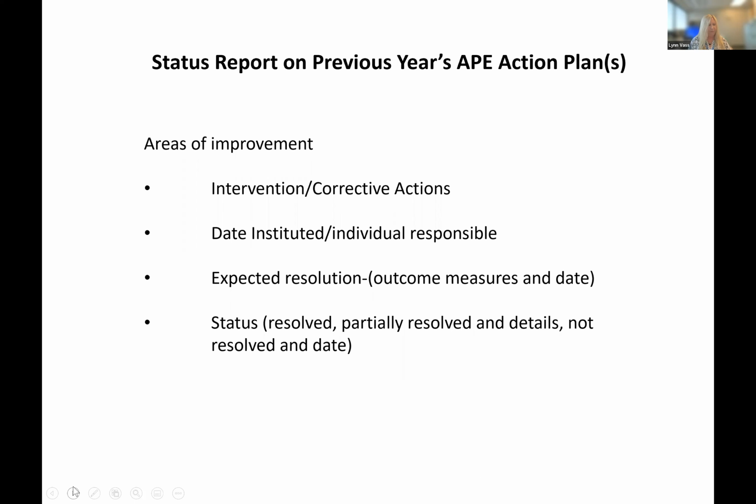The first thing you review is once you've outlined your meeting, you want to go ahead and put together and do a PowerPoint. I do a PowerPoint and put everything on the PowerPoint. I know I've heard in years past that some programs had like binders they handed out to everybody at the meetings. We don't do that anymore. And now that we have Zoom, people can pop into the meeting. They don't have to be right there physically. So yes, you need to have a PowerPoint and put everything on it. So you start off with your status report of your previous year APE, your action plans.